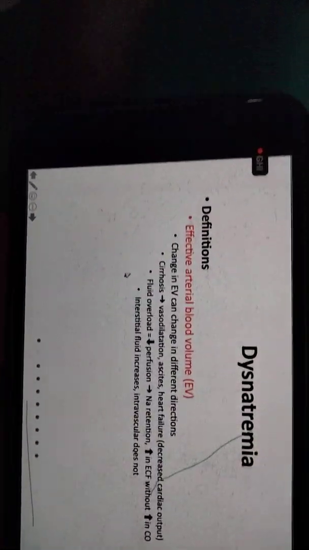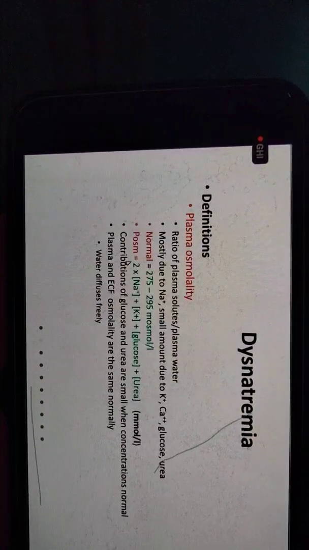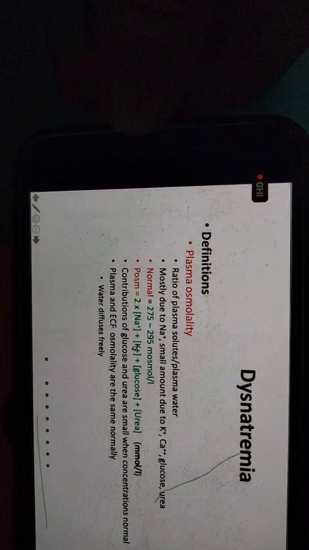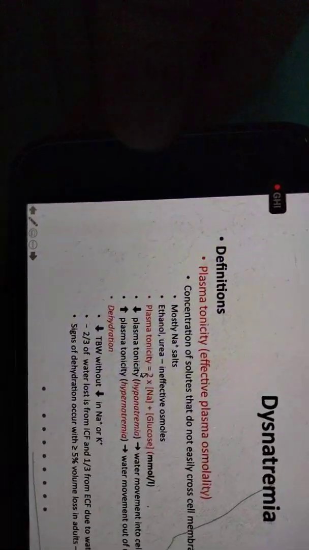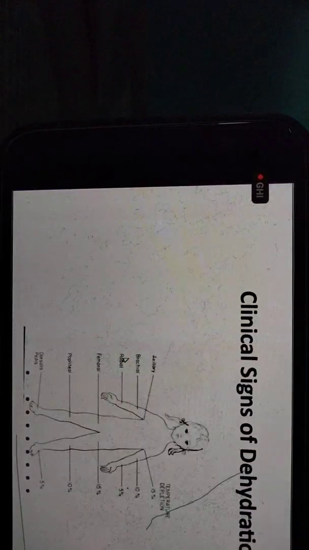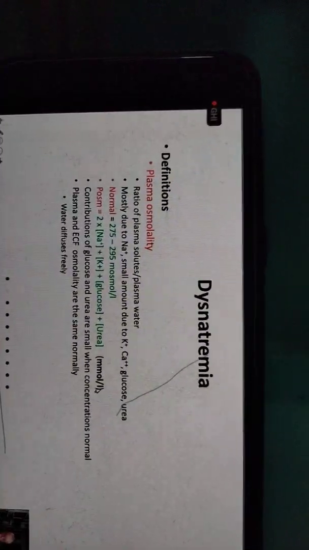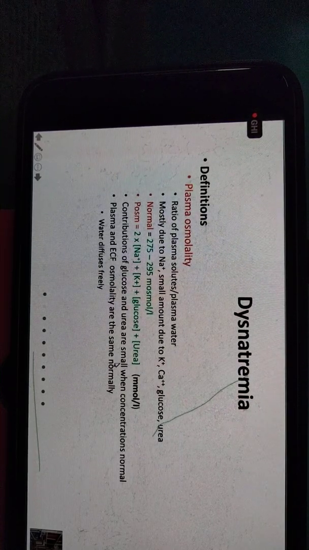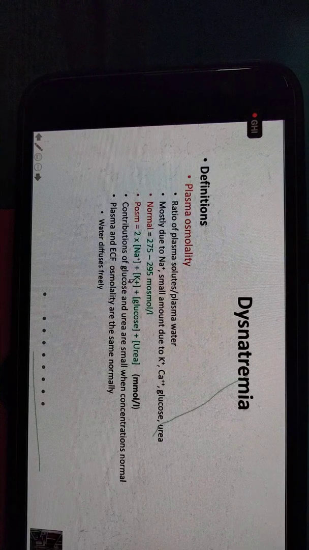So the plasma osmolarity is calculated as 2 times the sodium concentration plus the potassium concentration, plus the glucose concentration plus the urea, and it's in millimoles per liter. And the contributions of glucose and urea are usually small when the concentrations are normal, so that we only use the sodium and the glucose and forget about the potassium because it's also small.